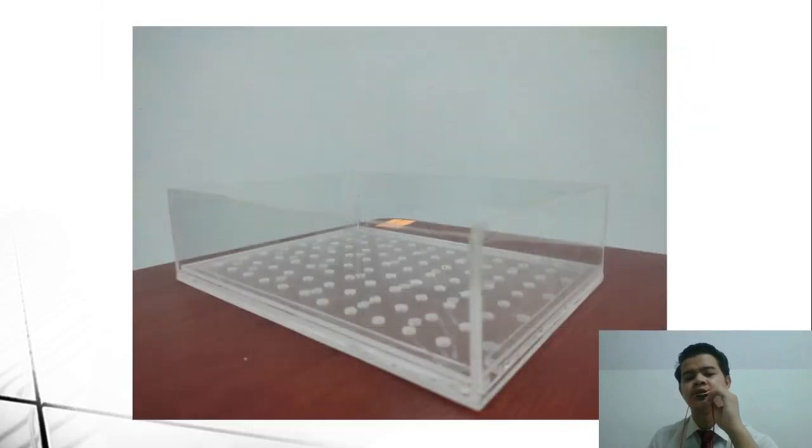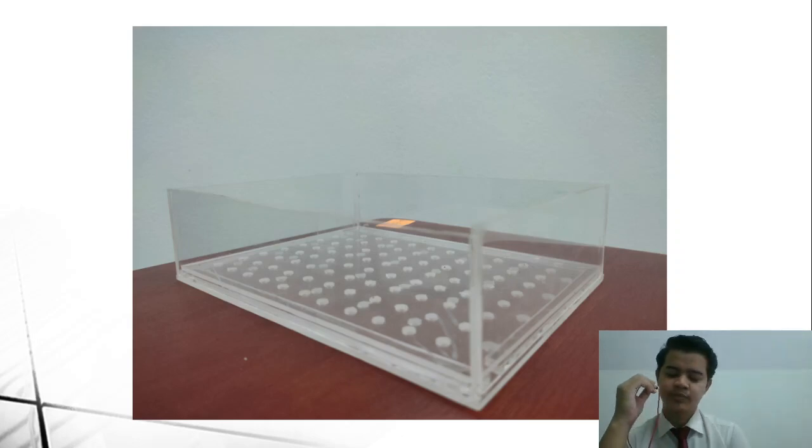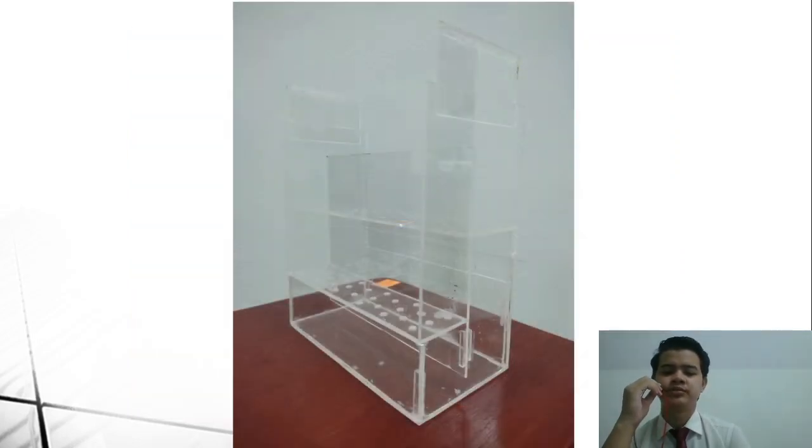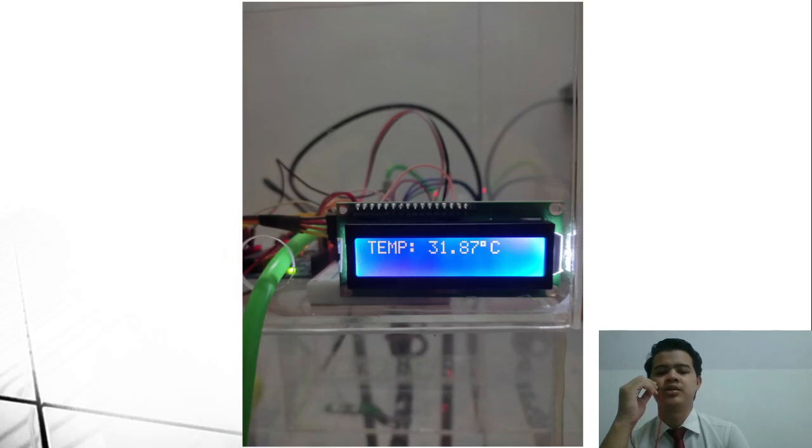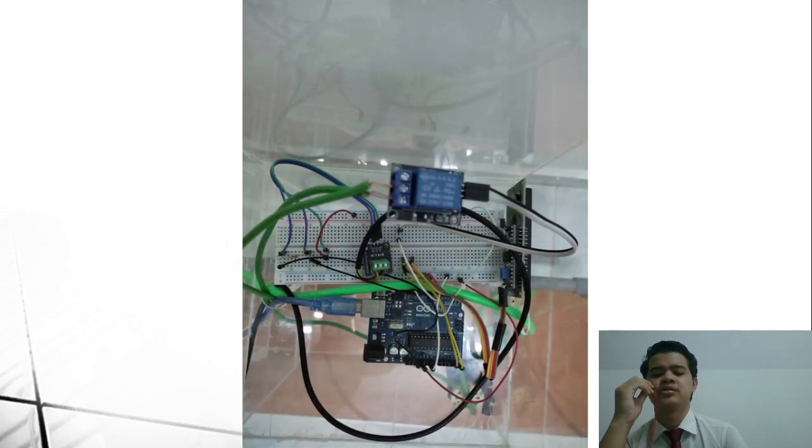Okay, next one is filter one. This filter was made with many holes made from a drill machine. This is filter two. Okay, this is the LCD I2C. It shows the temperature of the product, mainly at 31.87 degrees Celsius. Okay, this one is in the electronic unit, an oil cover.